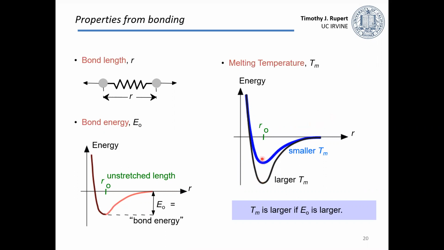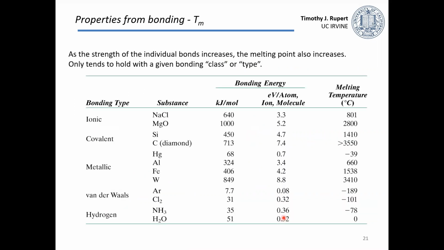Okay, so there's some vibration. When can I come out of this? And that's going to be related to the depth of that well. So this blue curve, which has a smaller bond energy, is going to have a smaller melting point as well. So that melting temperature is larger if that bond energy is larger. We can actually see that if we make a little table with some real material properties. So as the strength of individual bonds increases, the melting point also increases.